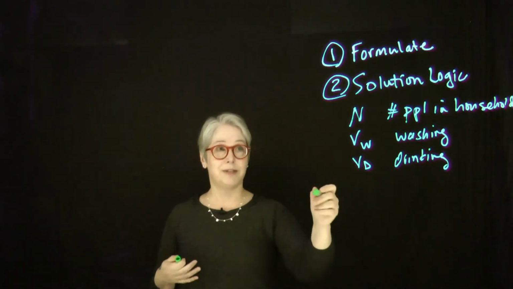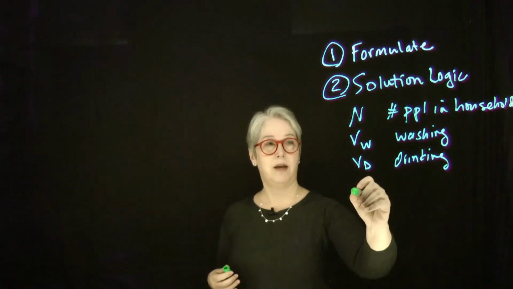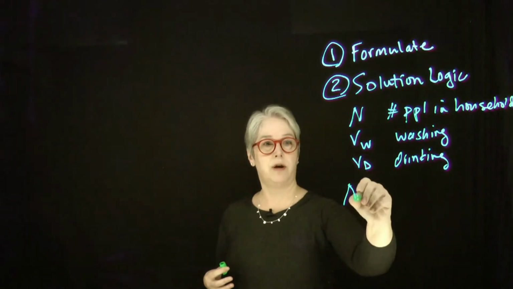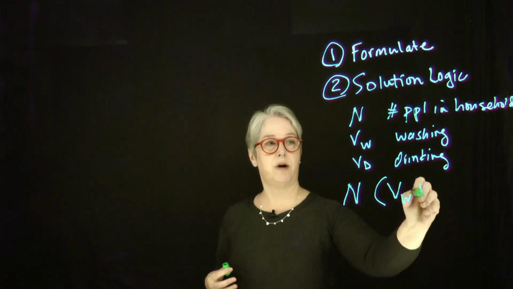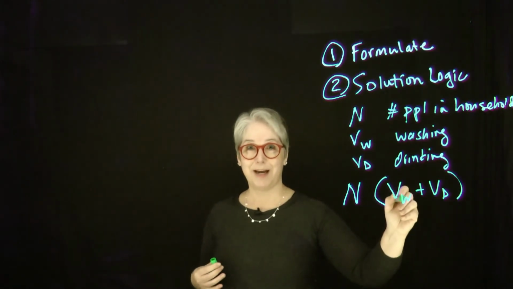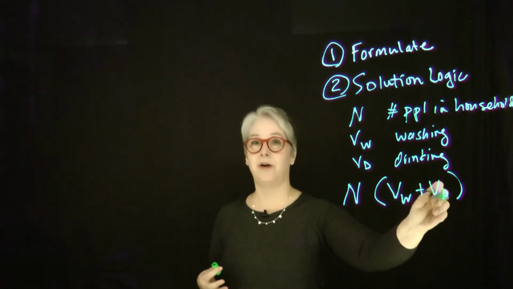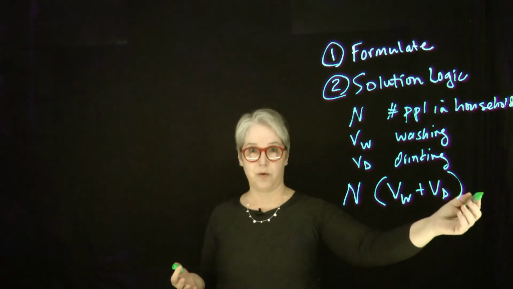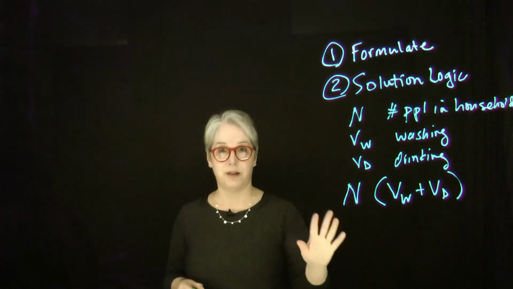But in the very simplest sense, if we're just looking at this, then we put this together with some math and say the answer just using these parameters, which is not complete, would be the number of people in the household times the sum of the volume used for washing plus the volume used for drinking. Now notice you're going to have to pay attention to the time scale. Volume used for washing over what period of time? Volume for drinking over what period of time? And then there are going to be more parameters that you're going to want to put in here. But that is basically the idea for the solution logic.